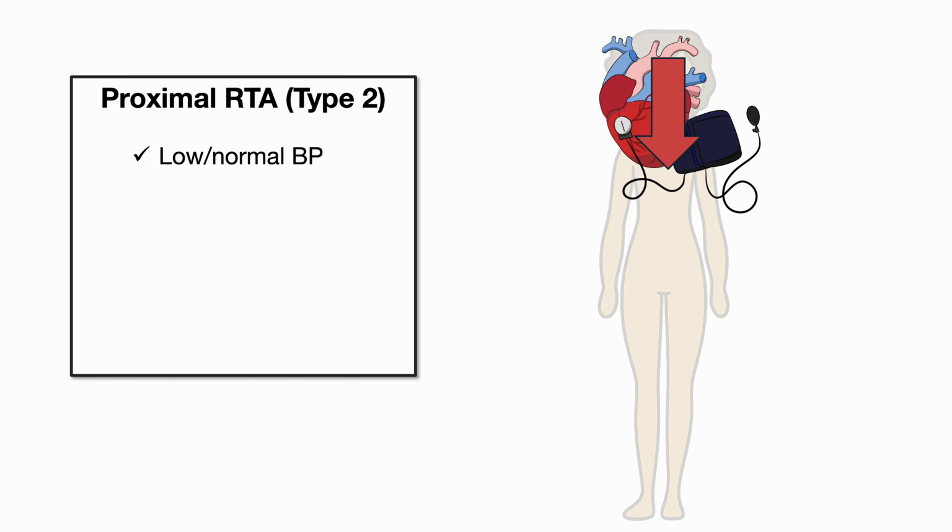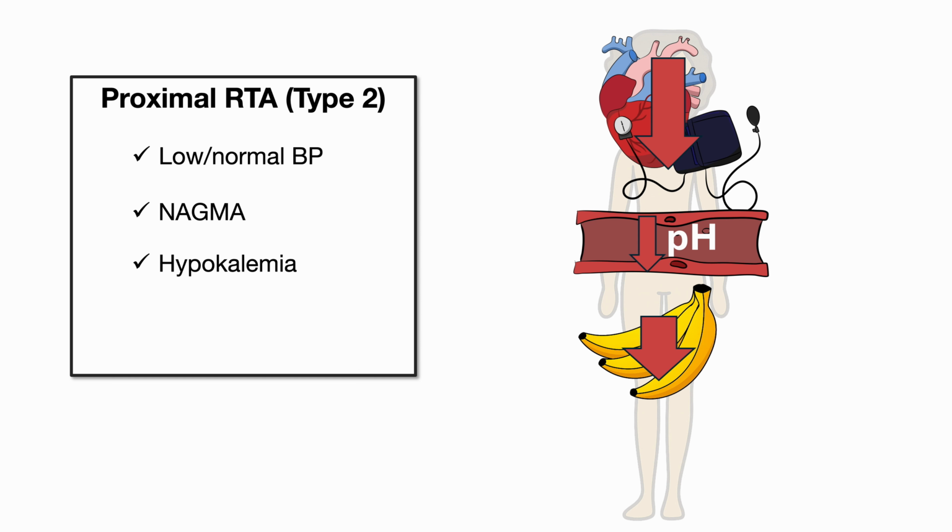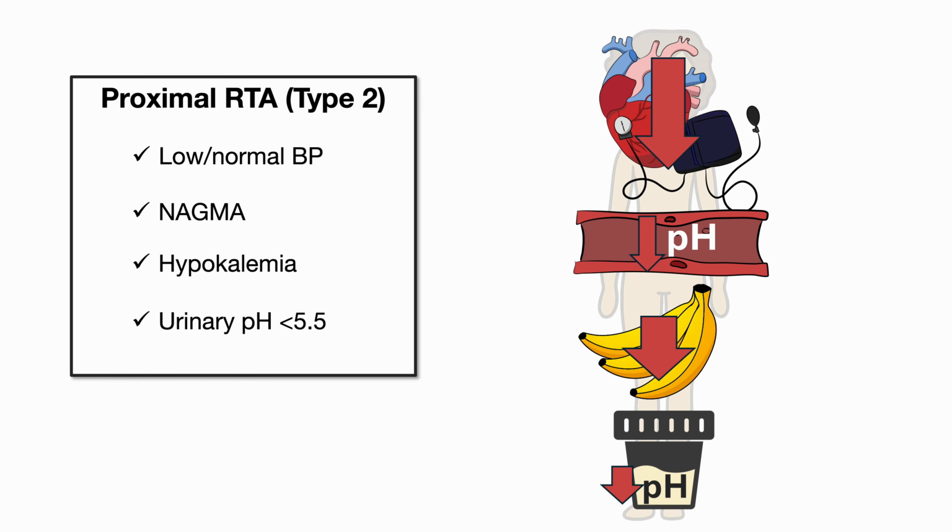The classic presentation of a patient with a proximal RTA is as follows: 1. Normal or low blood pressure. 2. Non-anion gap metabolic acidosis. 3. Hypokalemia. Or 4. A pH less than 5.5.